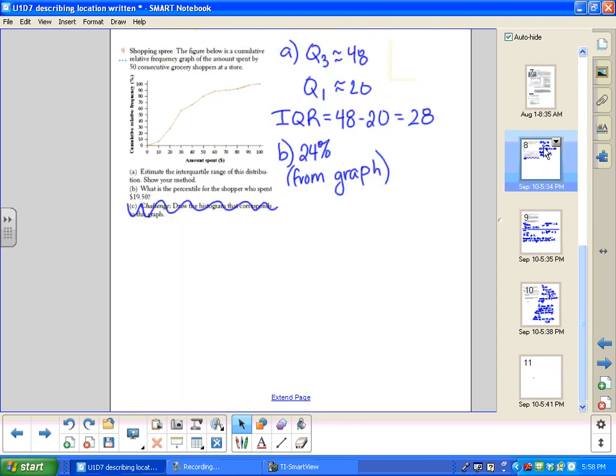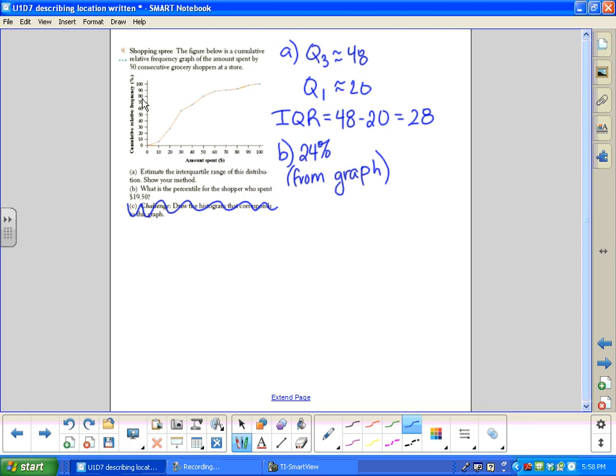All right, so this is fairly simple. I didn't draw it out though. Here I'm going to guesstimate. There is about my 75th percentile, so it's right about there at 48. My 25th percentile would be about here, and so that's pretty darn close to 20. And so then I want Q3 minus Q1, 48 minus 20, which is 28 years. Put some units on there.